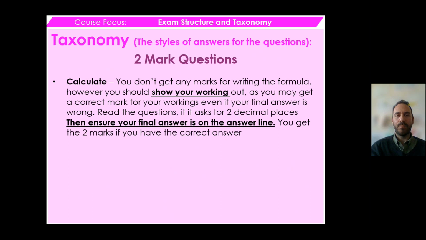If you don't have any workings out, but you've got the correct answer and the answer is on the answer line, you will still get the full marks for it. But in case your answer is a little bit different, if you've worked it out and you've put the right formula in place, you can still at least get 1 of the 2 marks, and that is worth something.